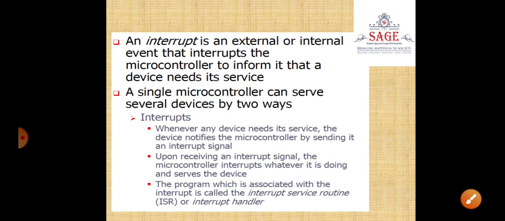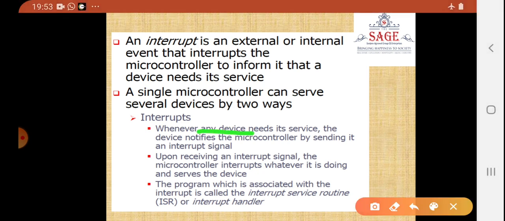Whereas in interrupt, whenever any device needs the service, the device notifies the microcontroller by sending it an interrupt request. In interrupt, the microcontroller will not check the status of the input devices. The microcontroller will do its own work. Whenever the input device requires the service, the device notifies the microcontroller by sending an interrupt signal.